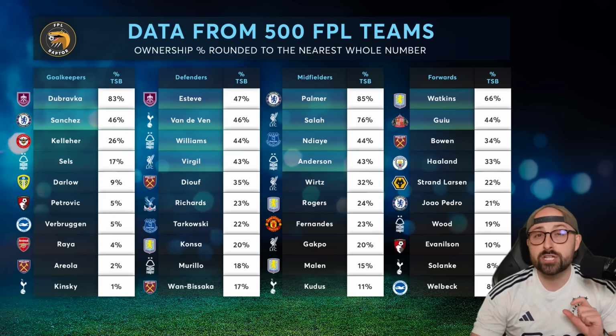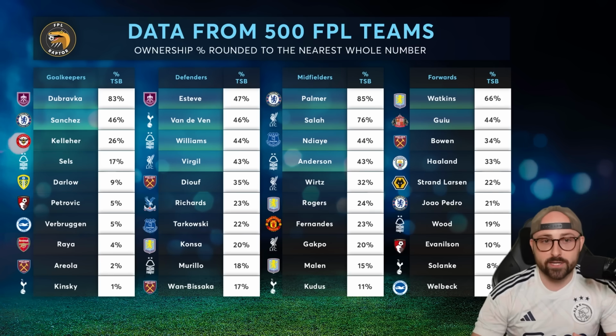The most popular just about is actually Jarrod Bowen at 34%. So again, 1/3 of managers have Jarrod Bowen in their team. Again, nice price point, good opening fixture, super reliable, looked good in pre-season. I get Jarrod Bowen. Erling Haaland, 1/3 as well. So 33% of managers have Haaland, which is crazy.